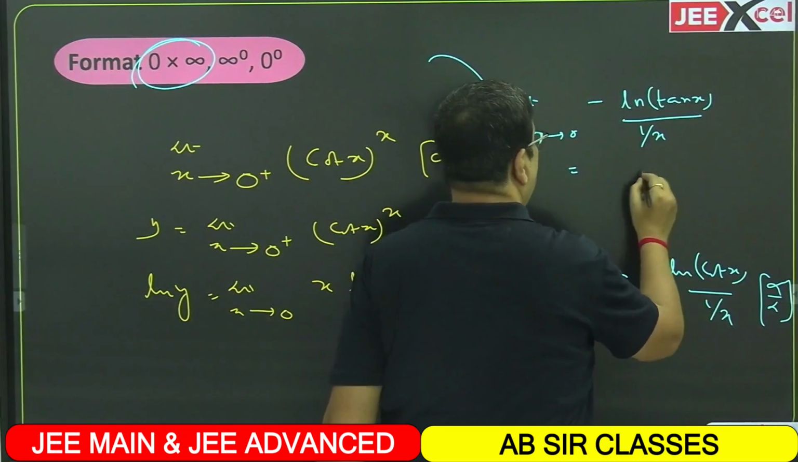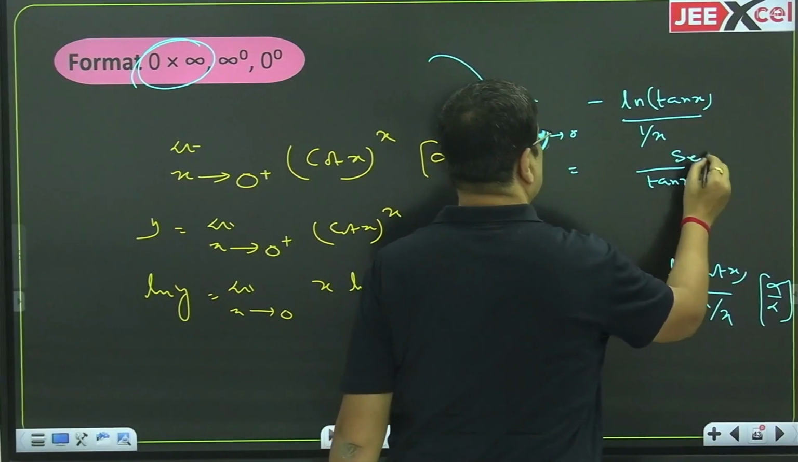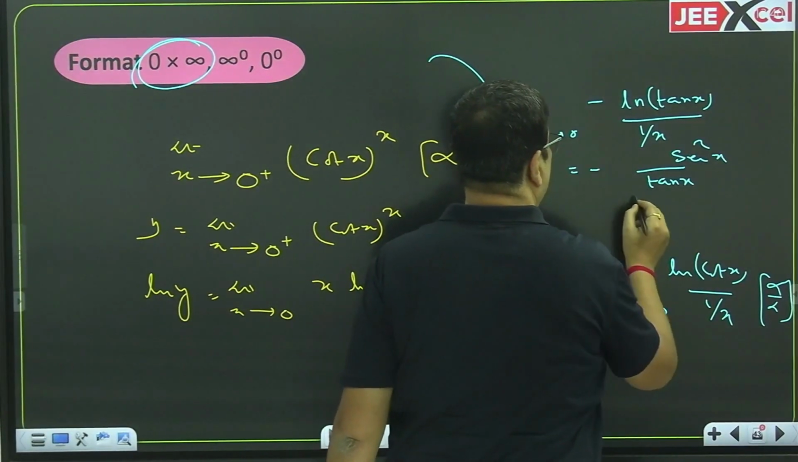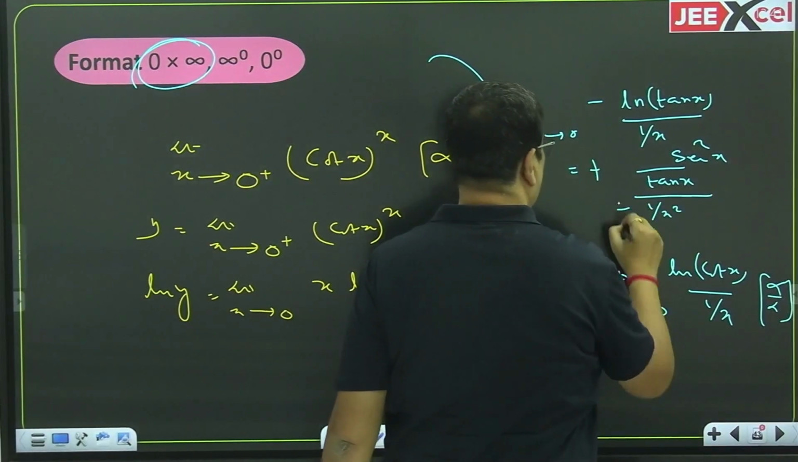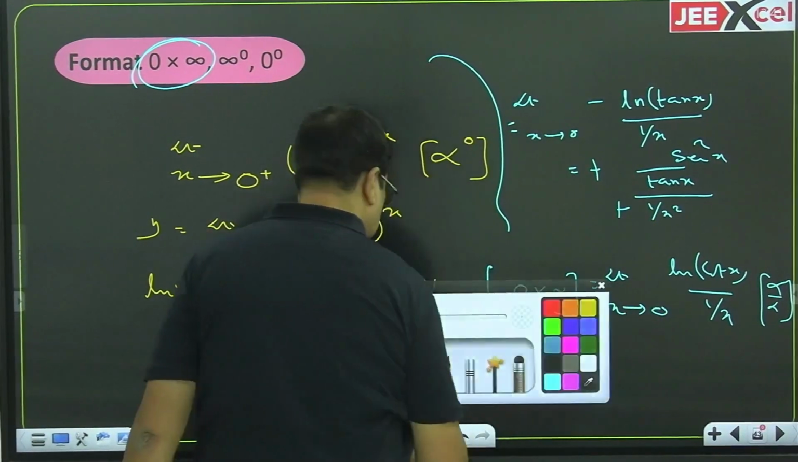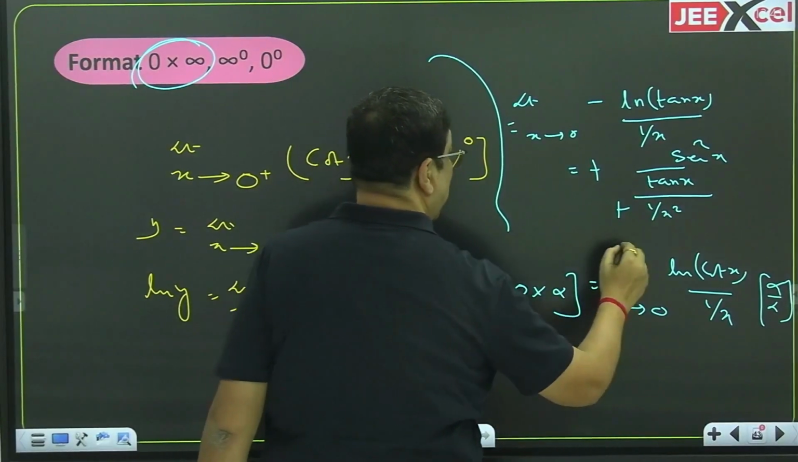तो क्या होगा? 1 by tan x is sec square x and minus 1 by x square, माइनस माइनस कट जाएगा यहाँ पे. सो क्या करेंगे यहाँ पे? एक मिनट, थोड़ा सा जगह कम है, मैं पेन कलर चेंज कर रहा हूँ. तो यहाँ पे क्या करेंगे हम लोग?